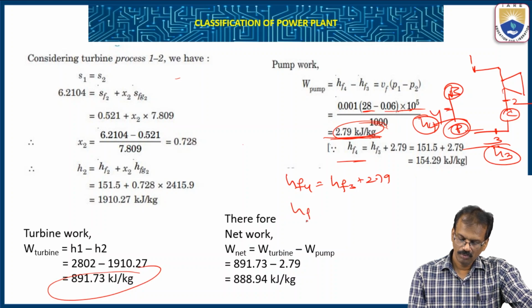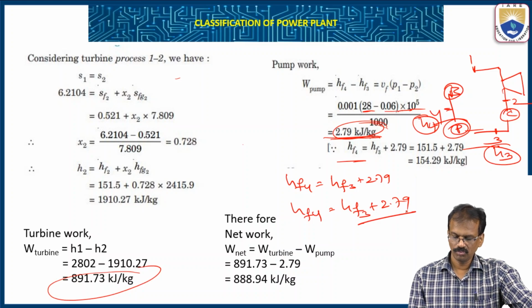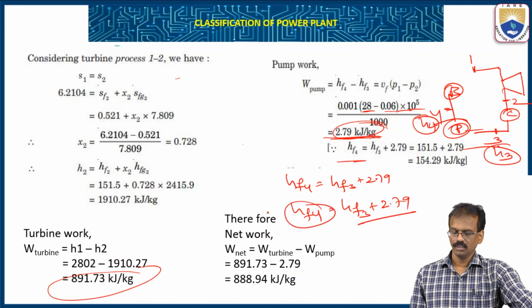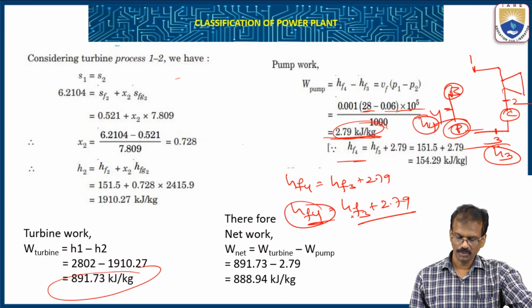If you want the fluid enthalpy at 4, it is the enthalpy at 3 plus the work done by the pump, 2.79. If you add this, you will get this hf4. Then you have to remember this one.